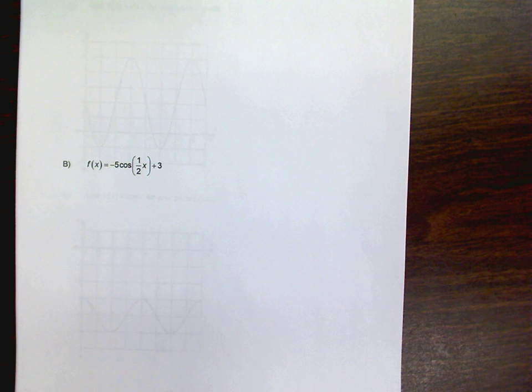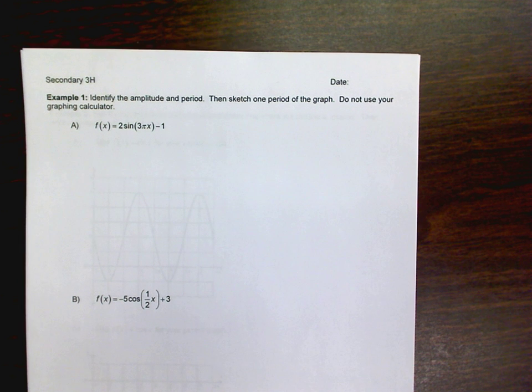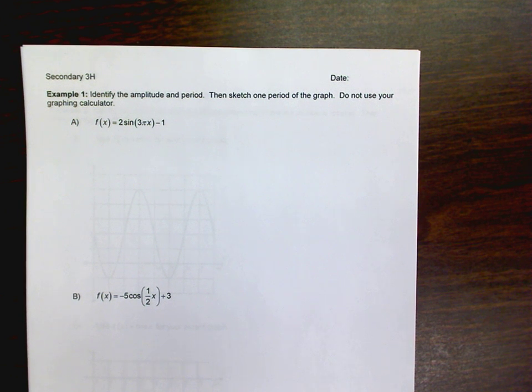So let's start looking at example number 1. Identify the amplitude and period, then sketch one period of the graph. Do not use your graphing calculator. I recommend you use a graphing calculator to check your answer, but do not cheat. There are certain things that I'm looking for as far as work shown and preciseness of your answers. So I know it says sketch, but we're going to be reasonably accurate here.